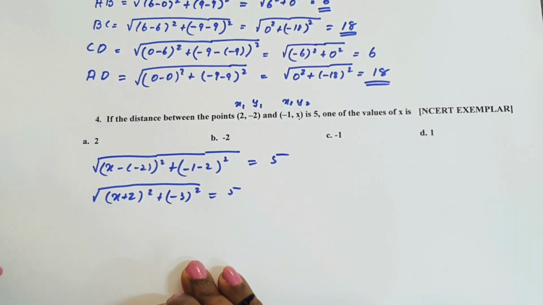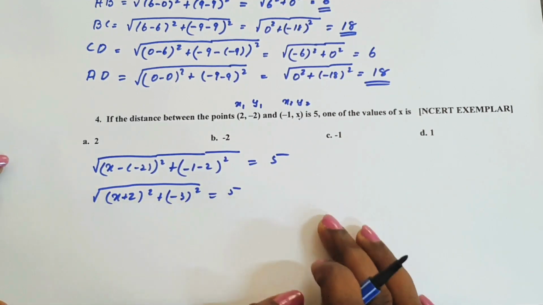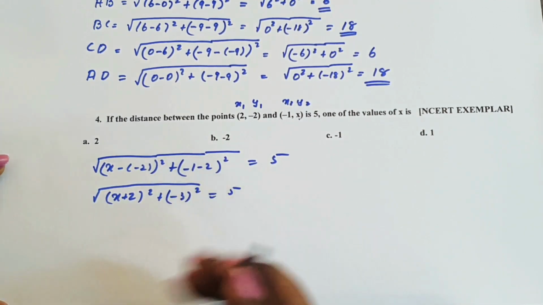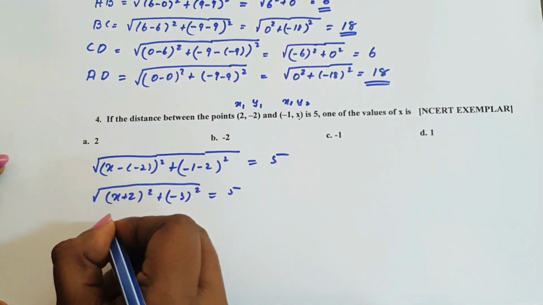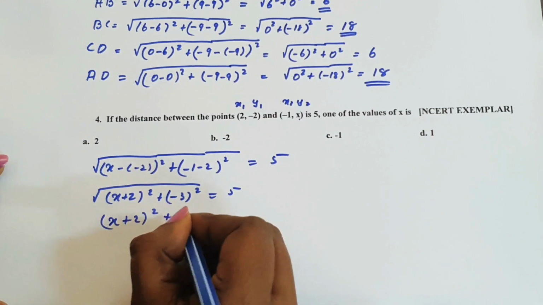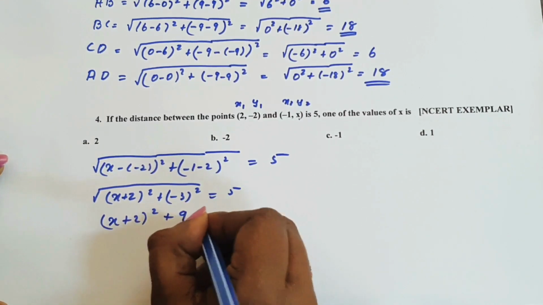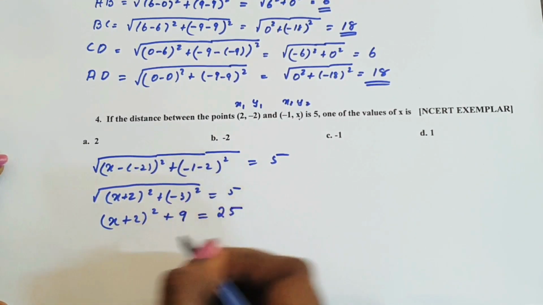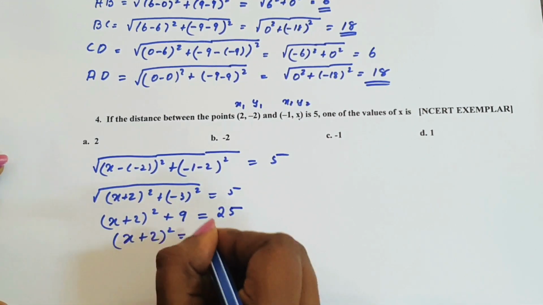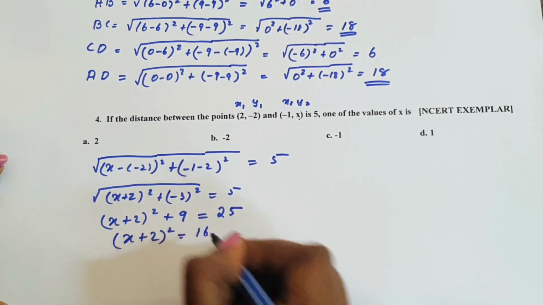Now if we want to solve it further, we need to get rid of the square root. So how do we get rid of the square root? By squaring on both sides. So when you square on both sides, you will get x plus 2 the whole square, and minus 3 the whole square is nothing but 9, is equal to 5 square, which is 25. So from this we get x plus 2 the whole square is equal to 25 minus 9, which is 16.